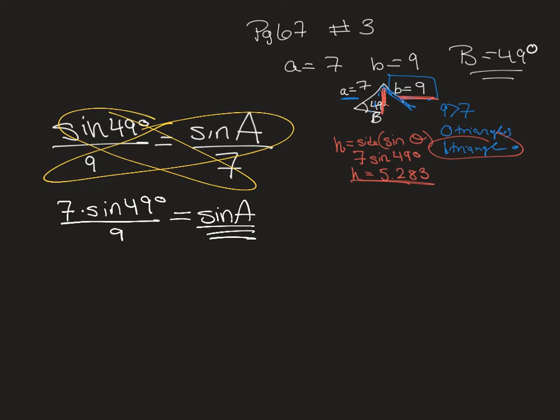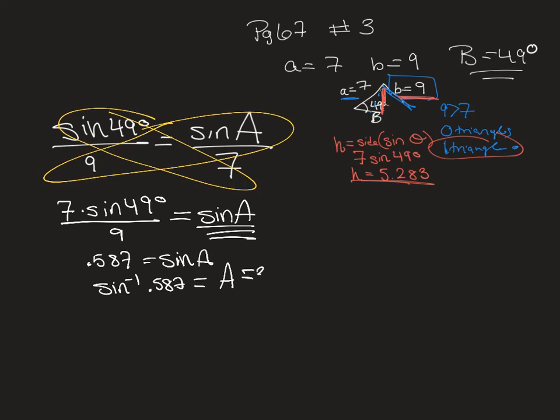Because you have a sine here that you're trying to solve for, we are going to have to use that arc sine. So in my calculator, I'm going to type the 7 times sine of 49, either put your degree symbol or put your calculator in degrees, and then divide by 9. You should get this piece right here is 0.587. This equals sine of A, so we have to arc sine the 0.587 to get my angle A. If your calculator's in degrees, it'll give you the degree answer. If not, you're going to have to convert it from radians to degrees by multiplying by 180 and dividing by pi.